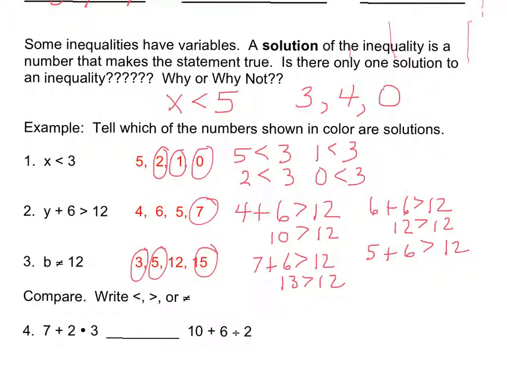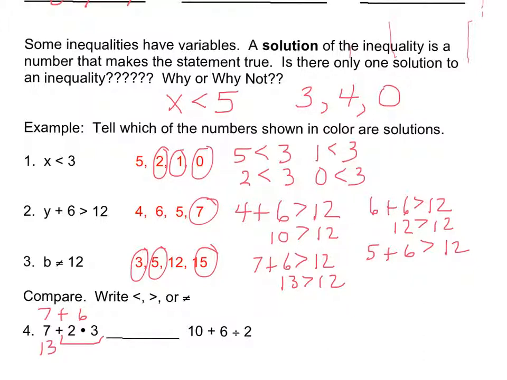The last one says compare and write a less than, greater than, or not equal sign. So what I'm going to do is simplify the left side first, and I have to use my order of operations or PEMDAS. So I see a multiplication, so I'm going to take care of that first. So 2 times 3 is 6, and then 7 plus 6 is 13. So the left side is 13.